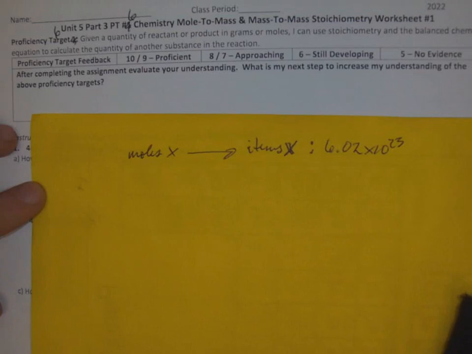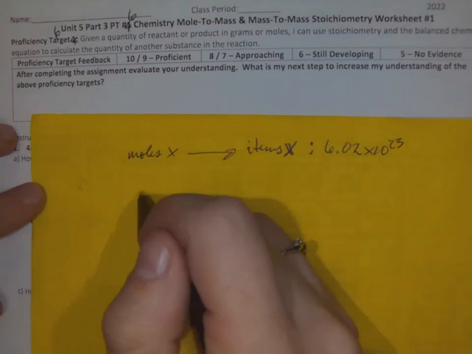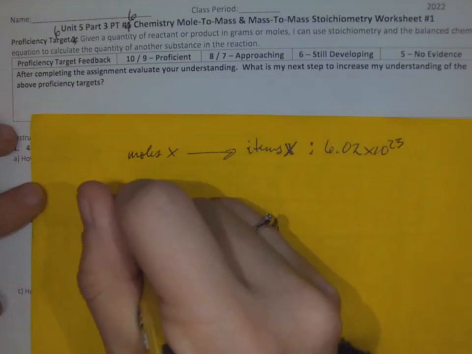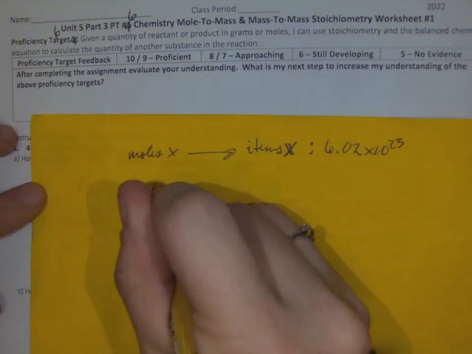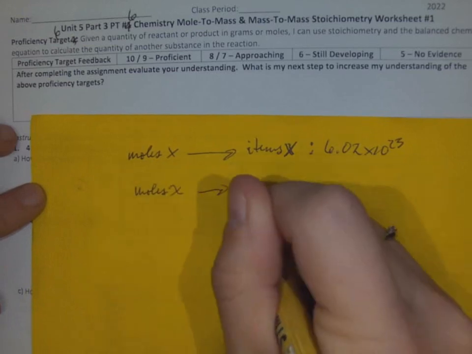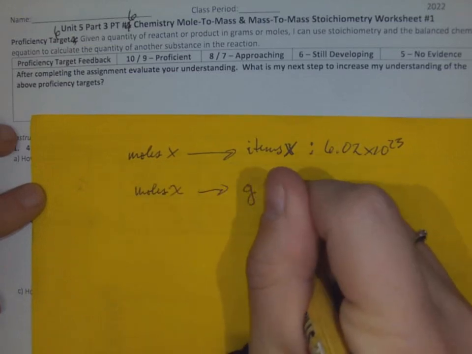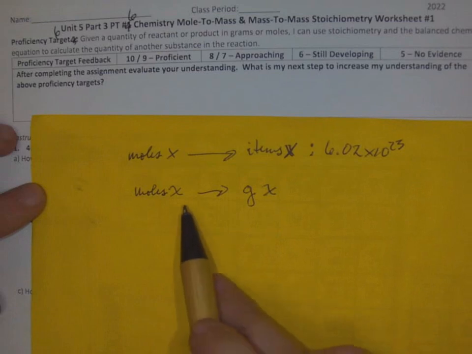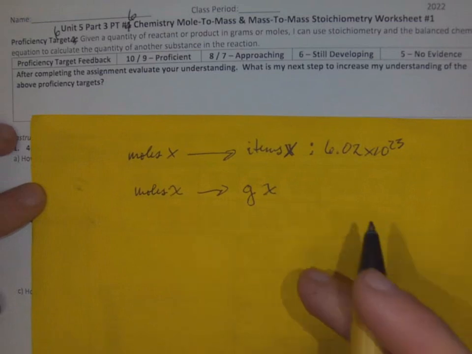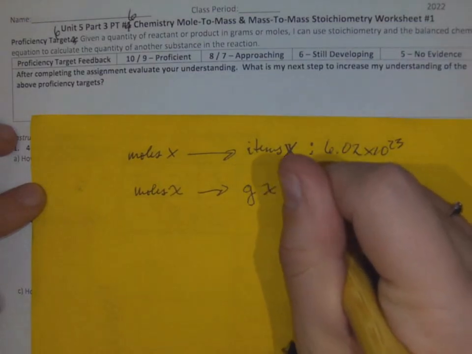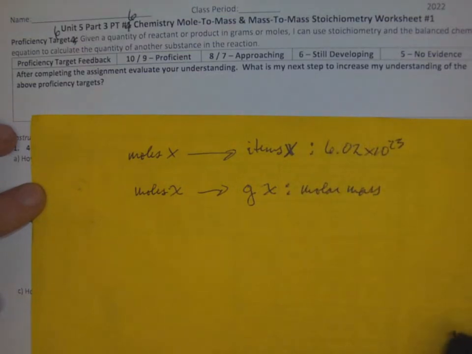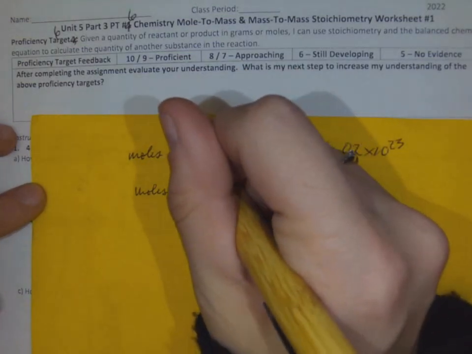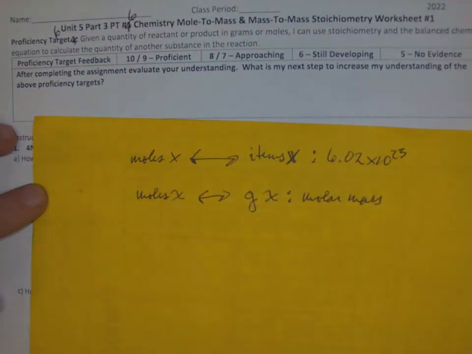And then in the proficiency target before this, we went from moles of something to grams of the same thing. So like moles of carbon to grams of carbon, and that's the molar mass, or those numbers on the periodic table. And we can go back and forth between those items.